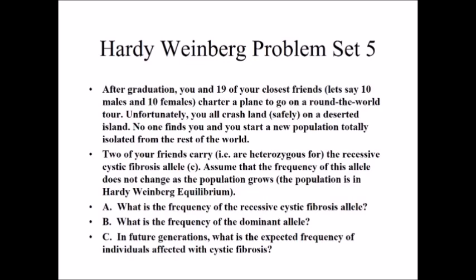Two of your friends are heterozygous for the recessive cystic fibrosis allele. So none of your friends have cystic fibrosis, but two of them, probably unknown to them, are carrying this dangerous recessive allele. Assume that the frequency of this allele does not change as the population grows. So your population is in Hardy-Weinberg equilibrium. A, what's the frequency of the recessive cystic fibrosis allele? B, what's the frequency of the dominant allele? And C, in future generations, what is the expected frequency of individuals affected with cystic fibrosis?